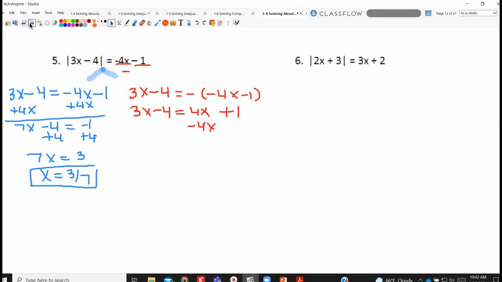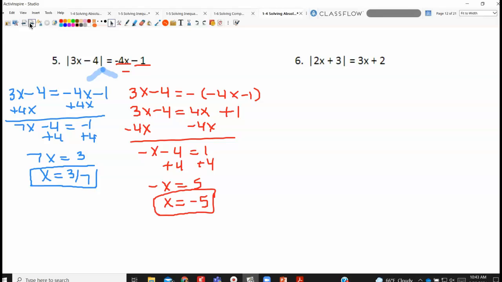So it's the opposite signs of all parts. Subtract 4x. Add 4. And you get x equals negative 5. Once again, what we want to do is check to make sure these work. So I take 3/7 back into the original.